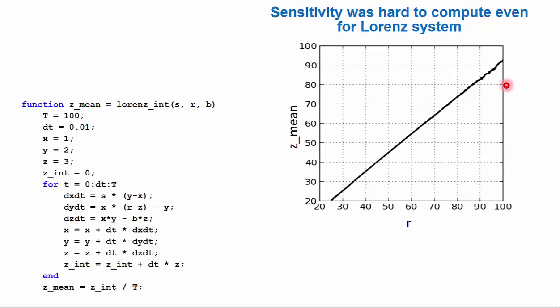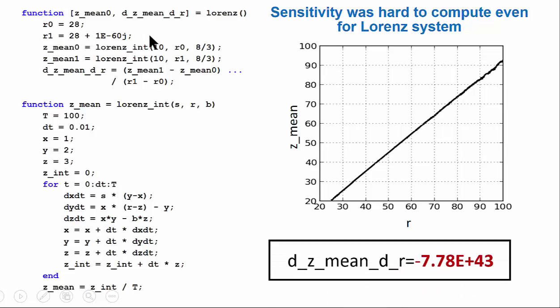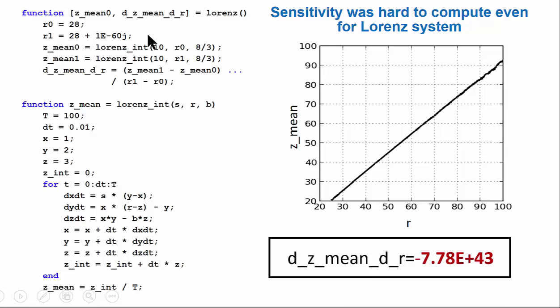Now we compute the sensitivity. This function calls the Lorentz integration on two different R's, one is 28, one is 28 plus something. Who can tell what method I'm using to compute the derivative? Finite difference. It's a special type of finite difference. You have the imaginary part in there? Yes, it's a complex derivative, with a step of 10 to the minus 60 j.